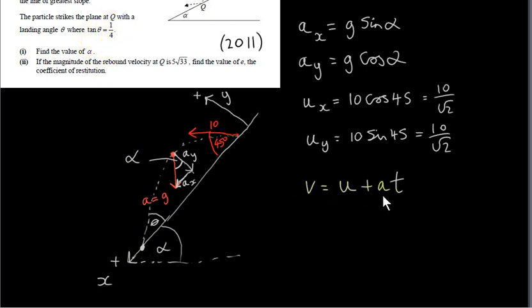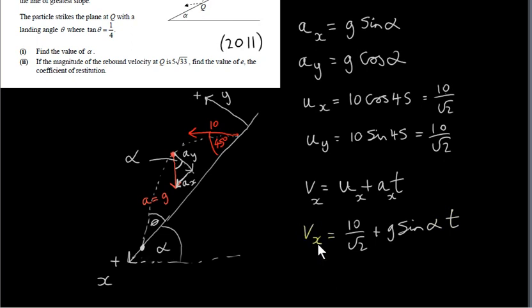So what we do is we use a formula for linear motion with constant acceleration. This formula gives us the final velocity in terms of the initial velocity. So we can apply this in the x and y directions. So let's apply it in the x direction. So the final velocity of the particle in the x direction is the initial velocity in the x direction, which is 10 over root 2, plus the acceleration of the particle in the x direction, which is g sine alpha, times the time.